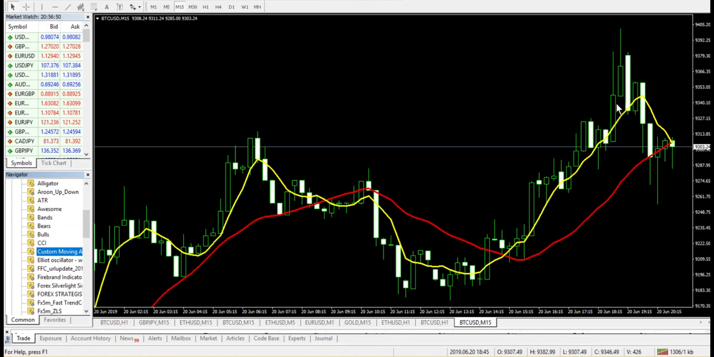Kept going, kept going, kept going. Got a big wick. And then what did we get? We got another candle formation. We got it, what did they call this? Where it covers the other candle. Come on.